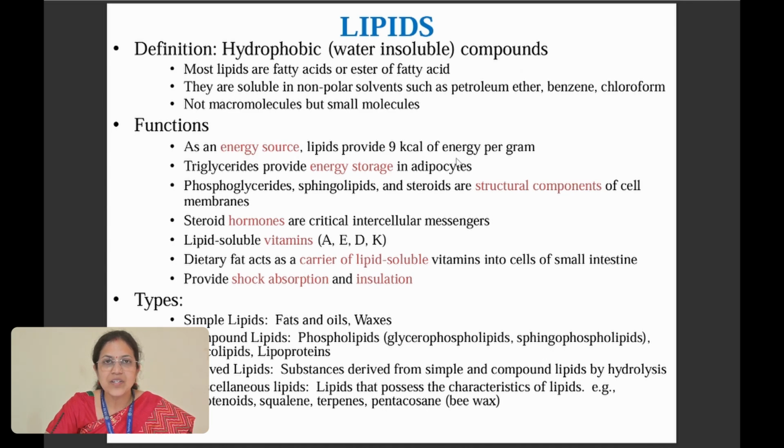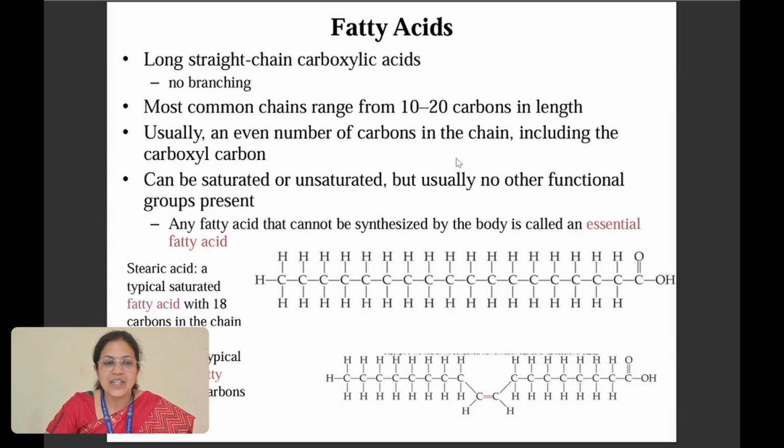Now coming to the basic structure of fatty acids. Fatty acids are long straight chain carboxylic acids. These long straight chain carboxylic acids have no branching, and they are of two types: saturated and unsaturated. Saturated fatty acids do not have double bonds within the structure, whereas unsaturated fatty acids contain double bonds in their structure. Okay, so that is about fatty acids.